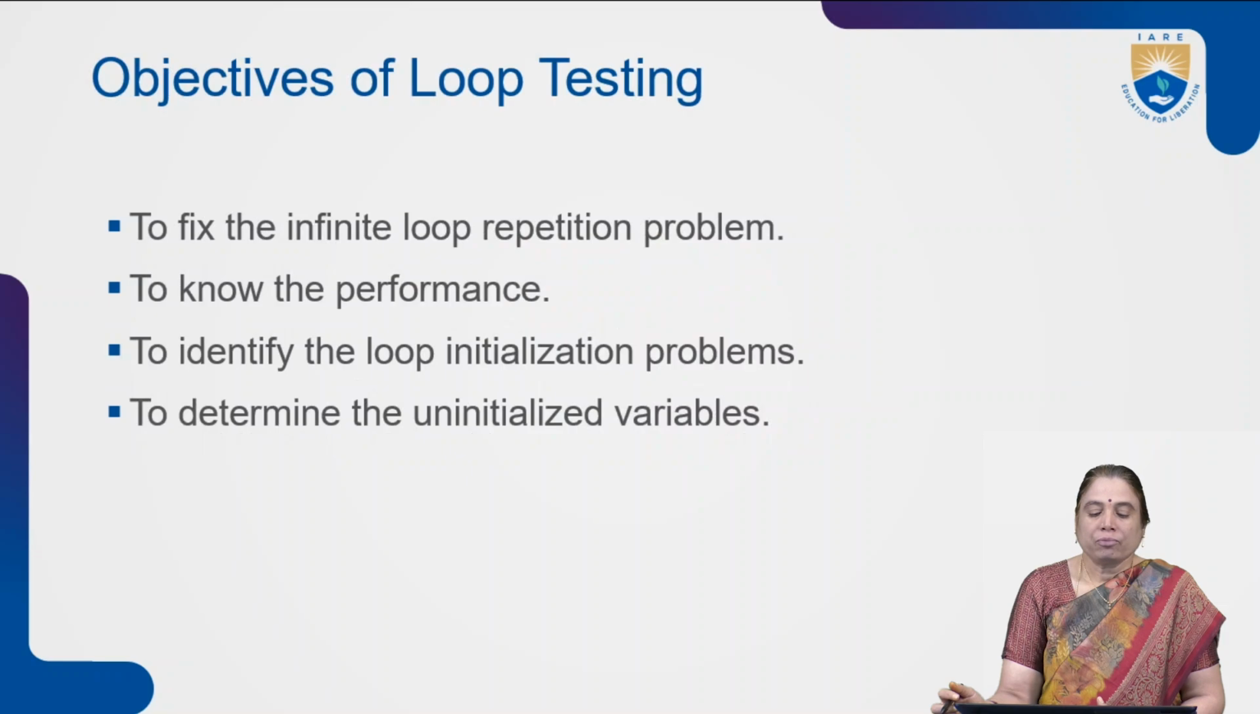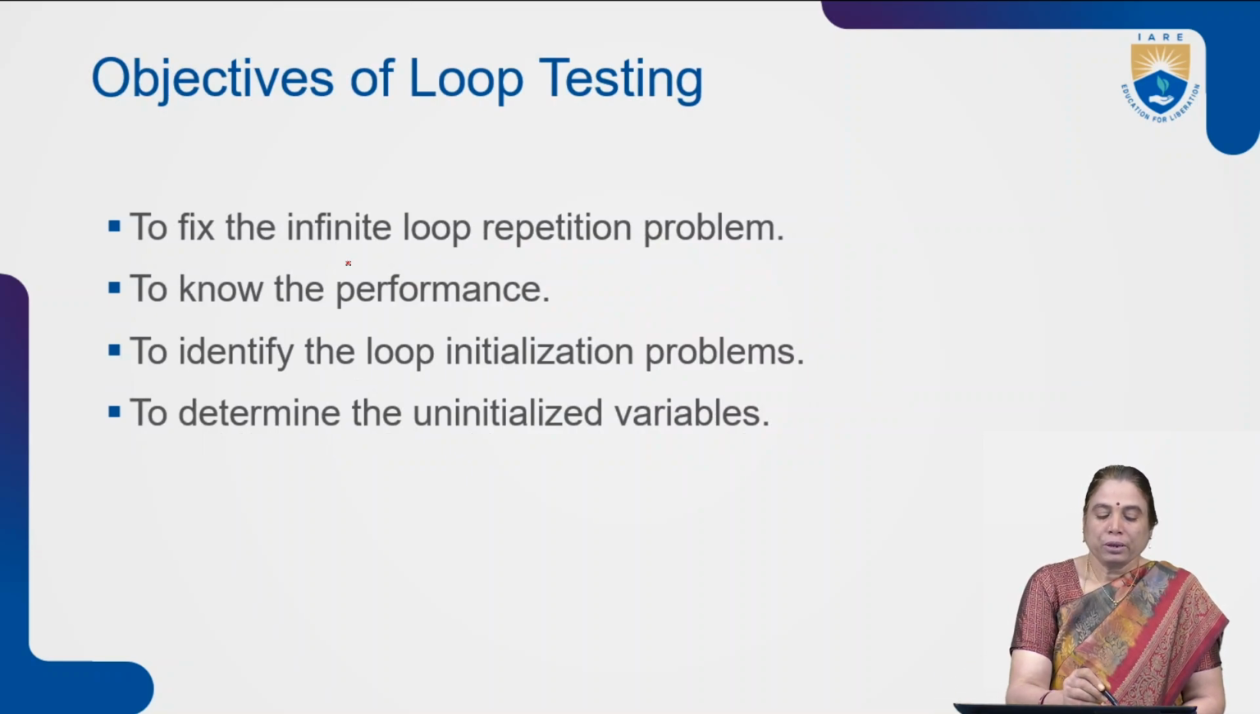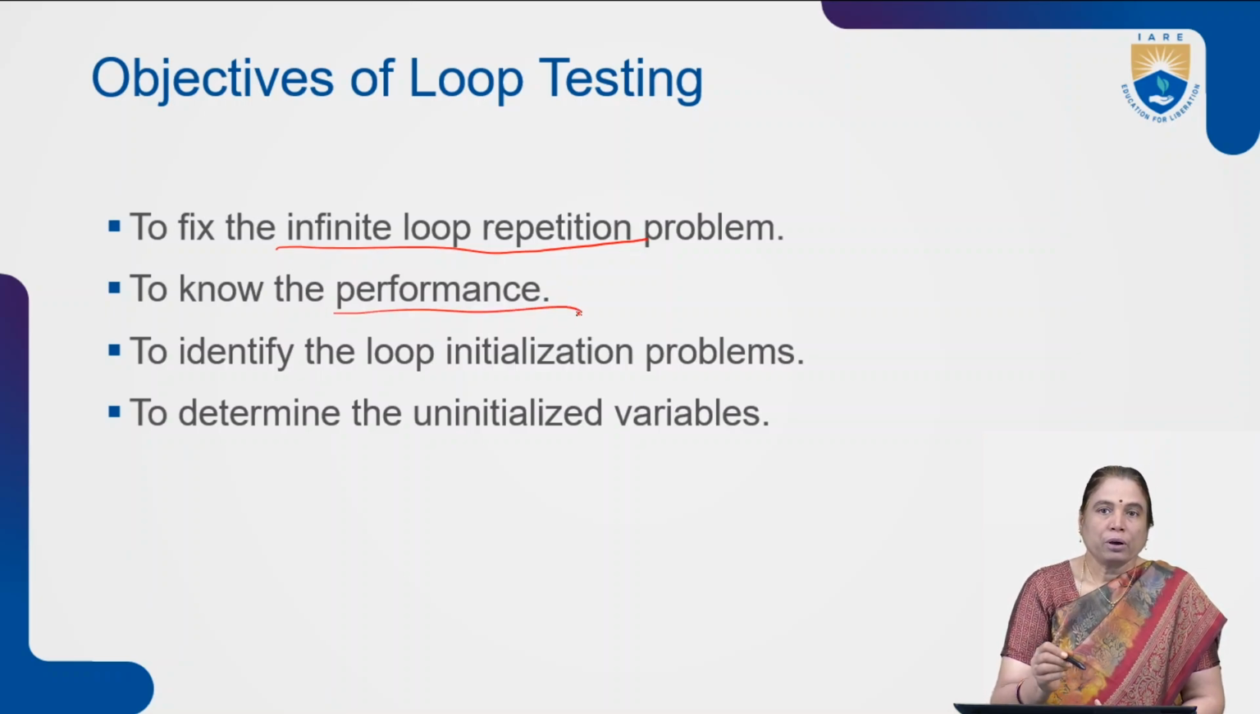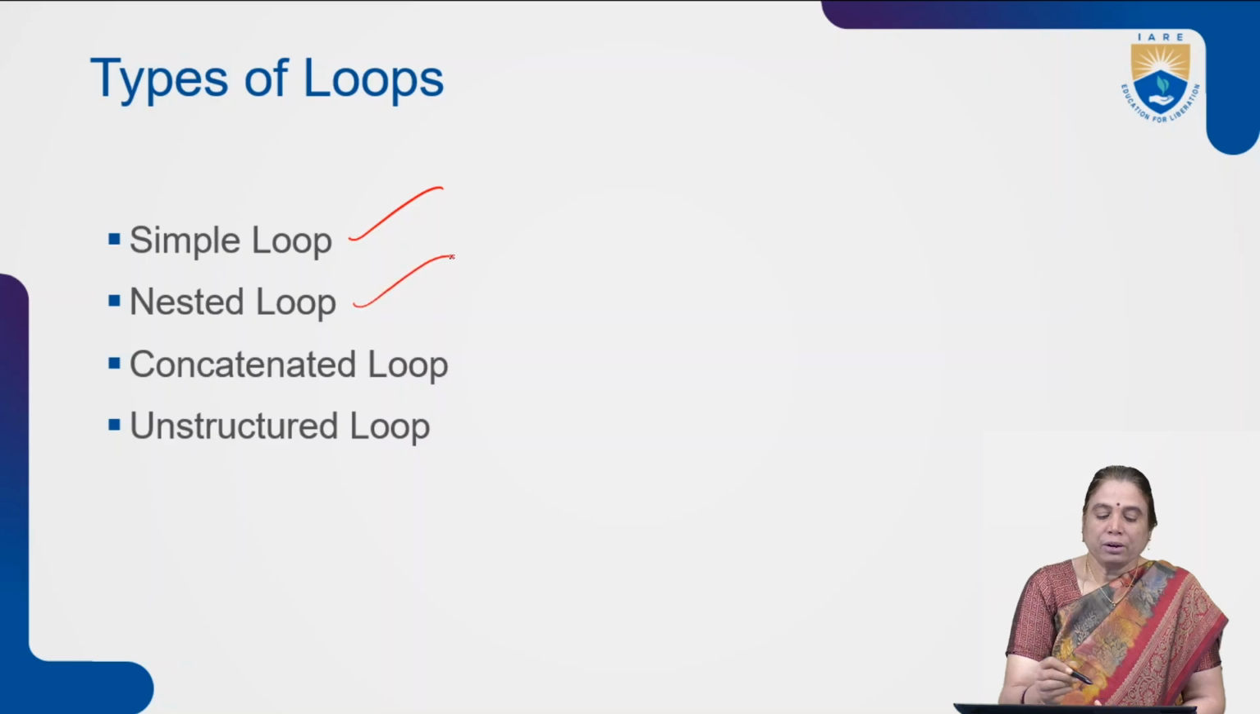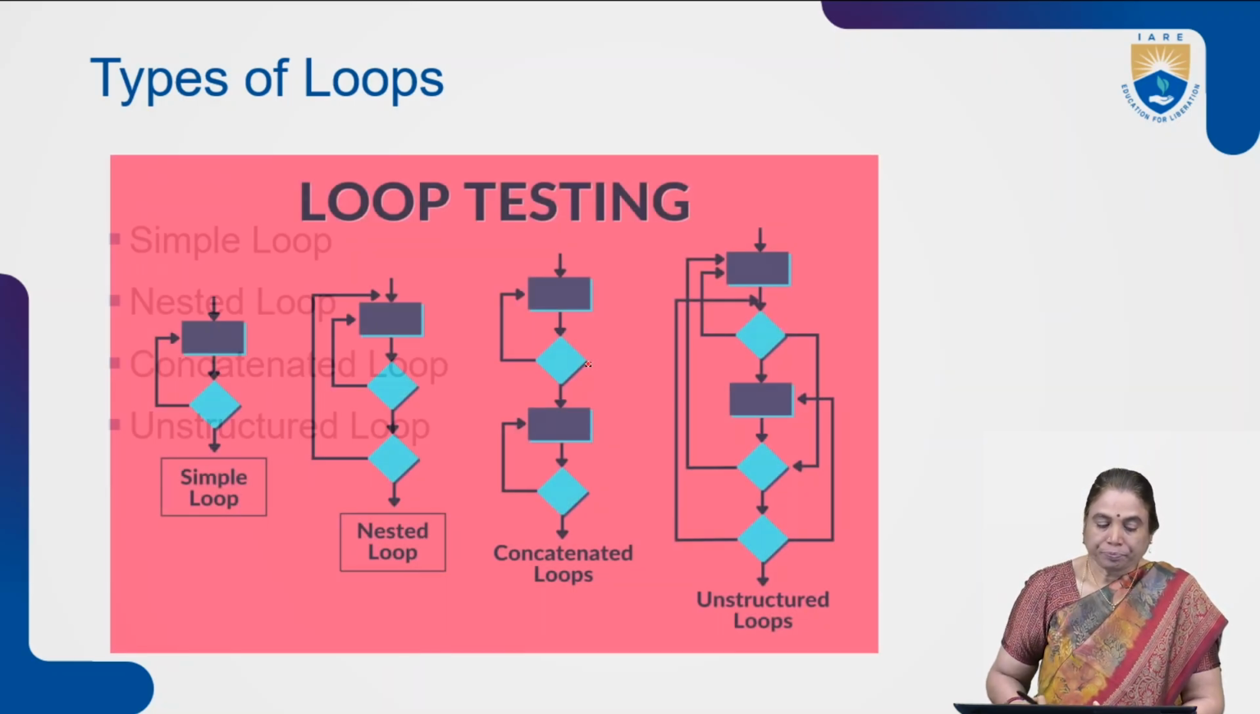The objectives of loop testing are to fix the infinite loop repetition problem, to know the performance of the loop, to identify loop initialization problems, and to determine uninitialized variables in the loops. There are four types of loops: simple loop, nested loop, concatenated loop, and unstructured loop.